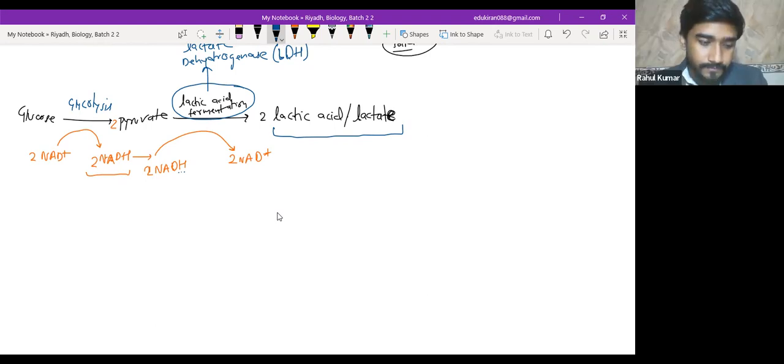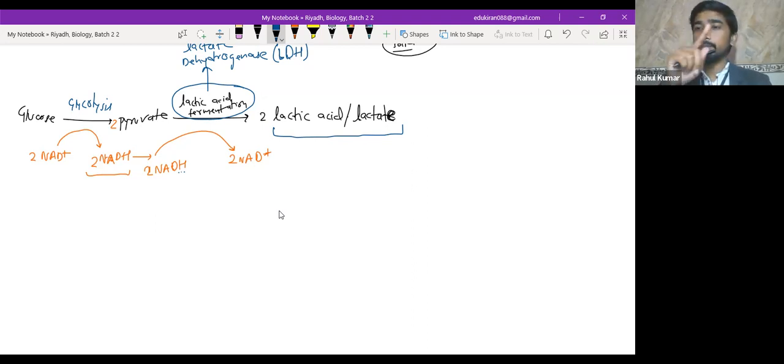In the liver, the lactate is reoxidized by the liver LDH, because this process goes both ways. Liver LDH means liver lactate dehydrogenase enzyme. So with the help of liver LDH, it can reoxidize it to pyruvate. The first step is from lactic acid to pyruvate.